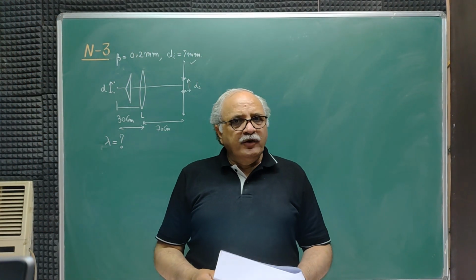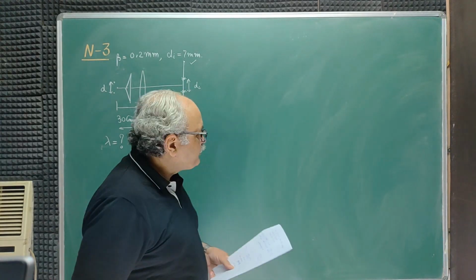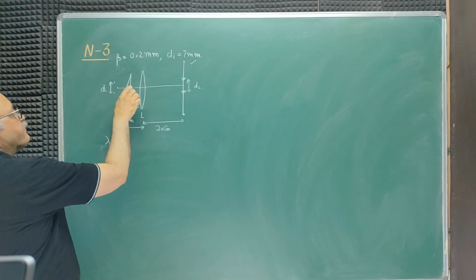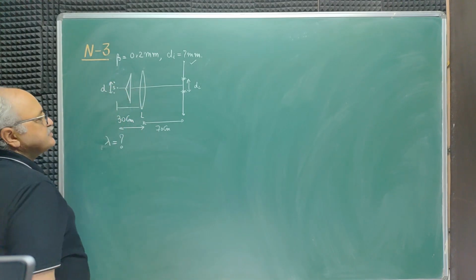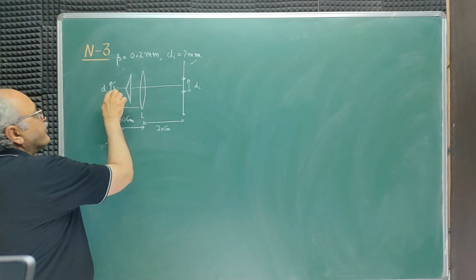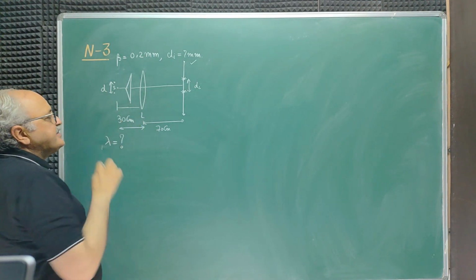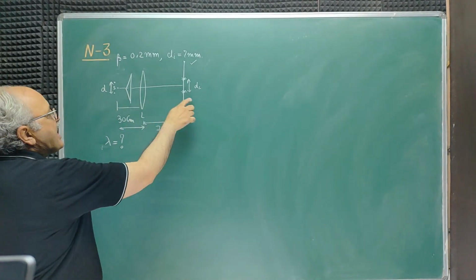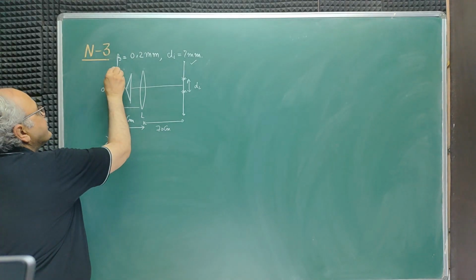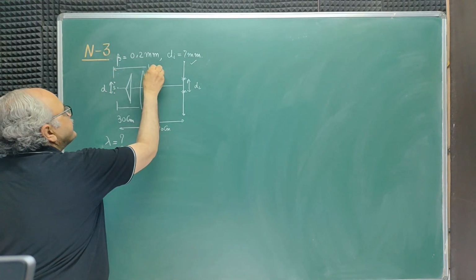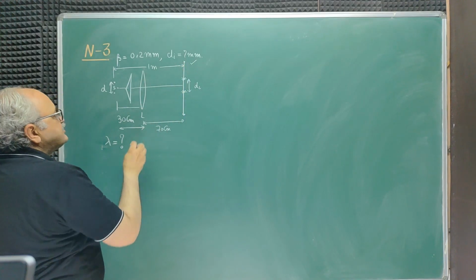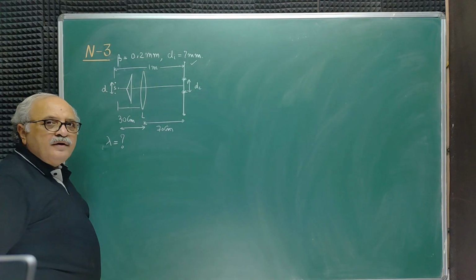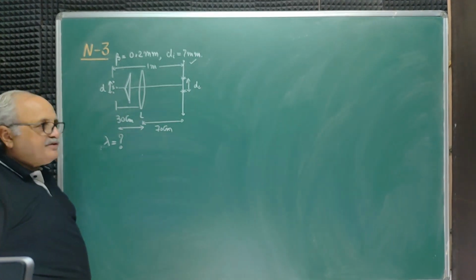So let's take the third numerical. In this numerical, it is given that a Fresnel biprism is kept in front of a source slit, and from the source slit at a distance of 30 centimeter, a lens is placed which is creating a sharp image at a distance of 1 meter from the source slit, which means that the distance between the lens and the screen is 70 centimeter, and we are required to find out the wavelength.